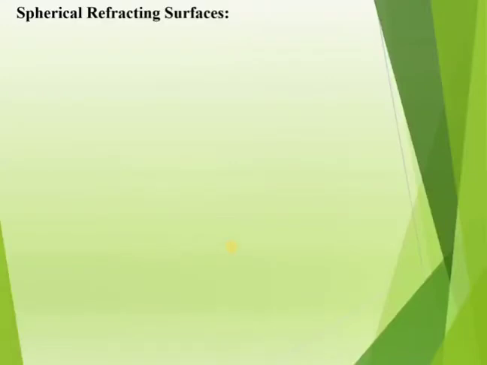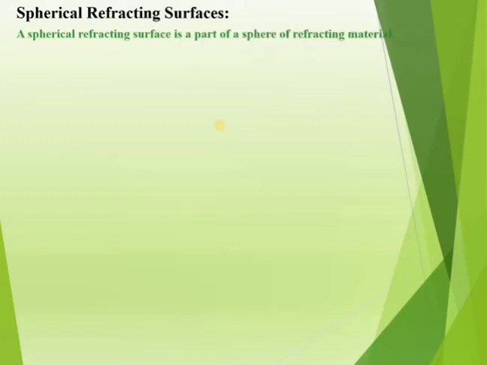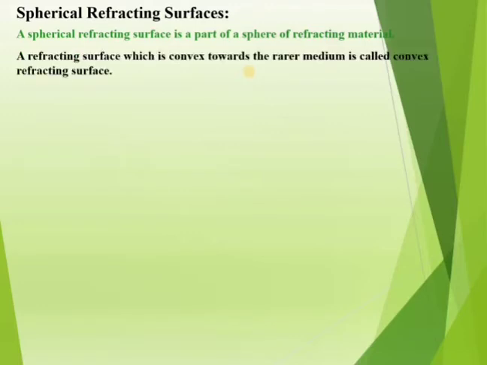Initially we will study spherically refracting surfaces. Refraction, as you are aware, is when light goes from one medium to another medium, it bends from its path due to the change in the speed of the light. A spherically refracting surface is a part of a sphere which produces refraction. It is made of a refracting material.